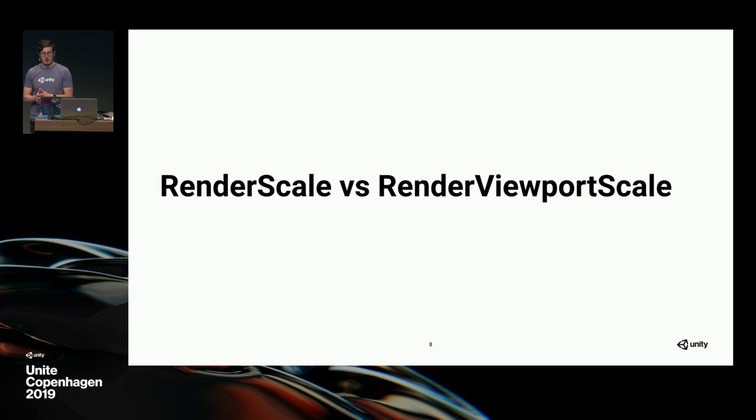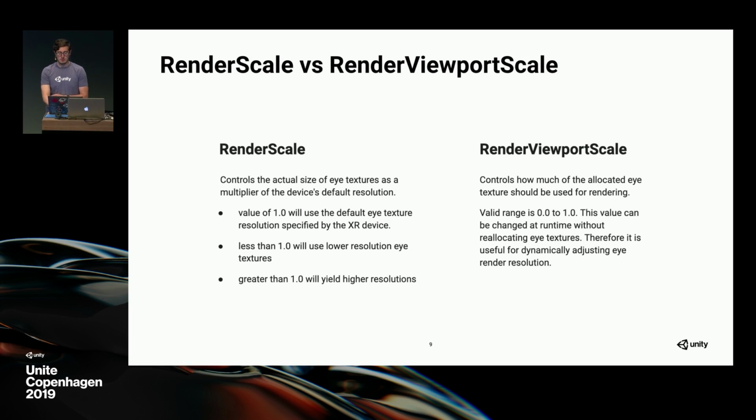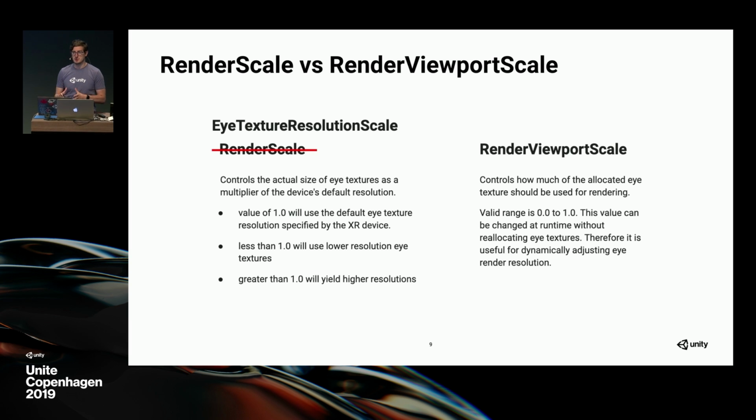So now I want to talk a little bit about RenderScale versus RenderViewportScale. We've had a lot of confusion along some of the naming. When should you use one? How are they used? What's the best place to use them? And so I have just some small details about this. We've actually renamed RenderScale to Eye Texture Resolution Scale. So this is actually a specific value that you set once and allows you to either up-res or down-res your entire experience. So this is the actual eye texture resolution. As you can see with the rename, it's a little more clear on what it's doing.